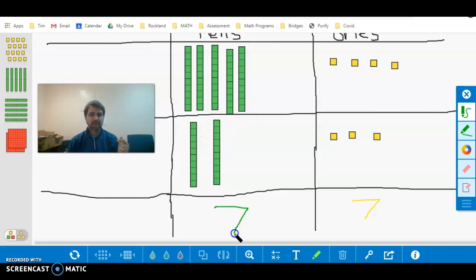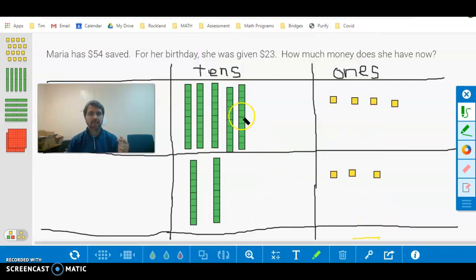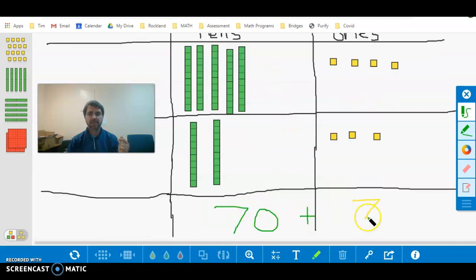Okay, so we have 77, right? This 7 represents 70 plus the 7 more that we have. So we know that Maria has $77. 54 plus 23 gives us 70 plus 7 equals 77.